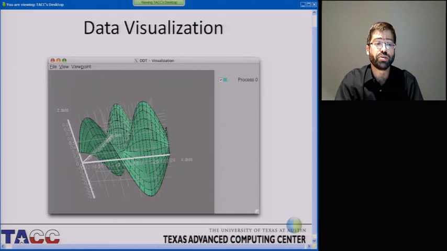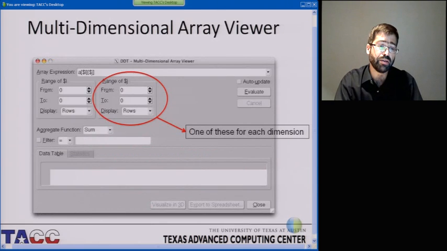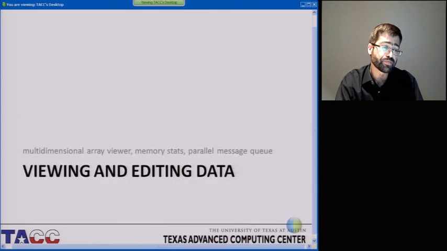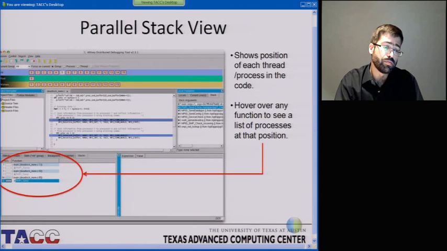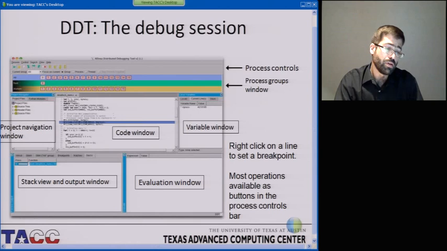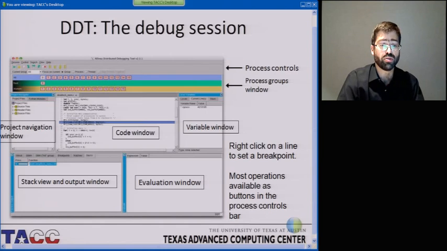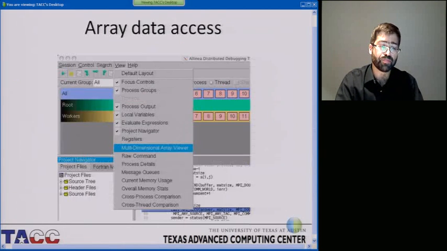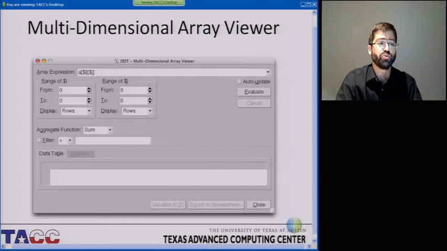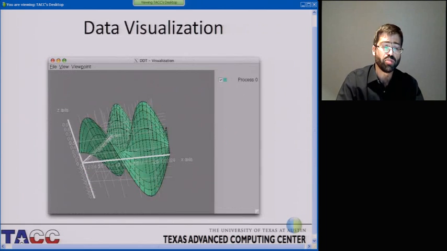What you would have to do is go to the process group area in DDT. And let me go a couple of slides back to show you where that is. So at the very top, you see where the process groups window is. So you would select there whichever process you actually want to look at. And then when you go to the multidimensional array viewer, the information you would be seeing would be the one corresponding to that process.